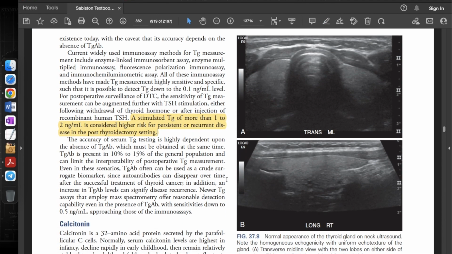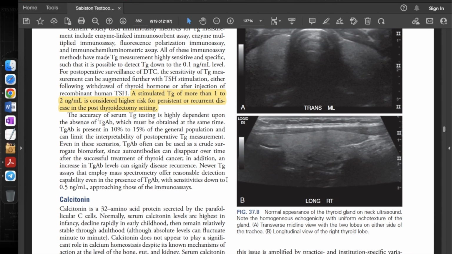The accuracy of the serum thyroglobulin testing is highly dependent upon the absence of thyroglobulin antibodies, which must be obtained at the same time. Thyroglobulin antibodies are present in 10 to 15% of the general population and can limit the interpretability of postoperative thyroglobulin measurement. Even in those scenarios, thyroglobulin antibodies often can be used as a true surrogate biomarker since autoantibodies can disappear over time after the successful treatment of thyroid cancer. In addition, an increase in thyroglobulin antibodies levels can signify disease recurrence.